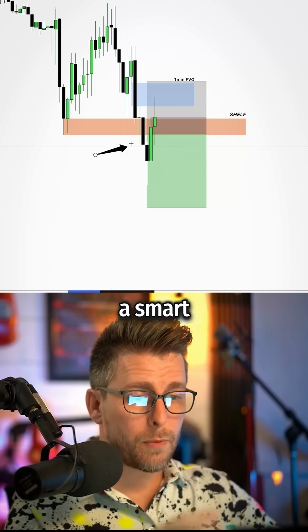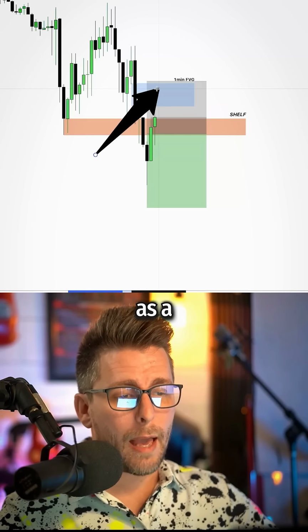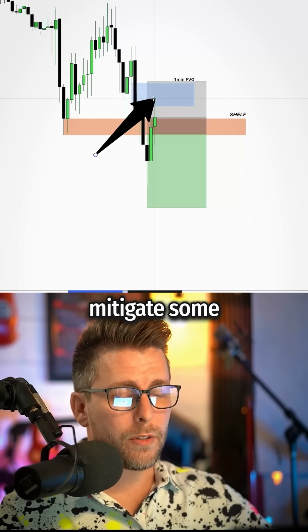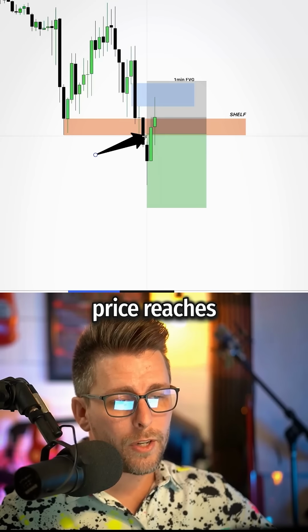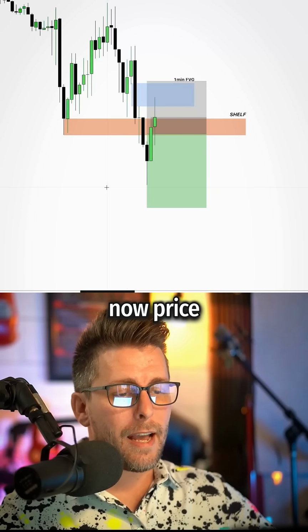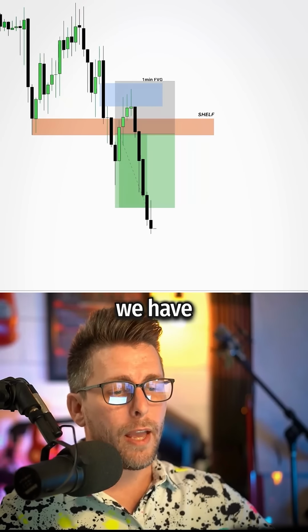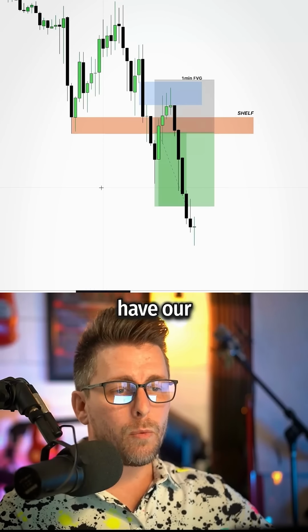And you can see that was a smart move using that 1-minute fair value gap as a layer of protection because price wanted to mitigate some of that inefficiency. Price reaches up, we get our entry in the shelf, and now price is clear to drop. I mean, we have a downward structural trend and we have our daily bias.